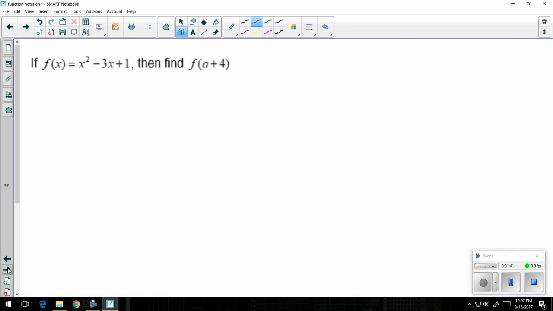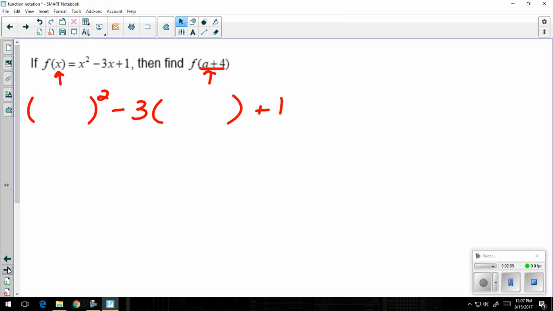So once again, anywhere I see an x, I'm going to replace it. This time, instead of with a number, I'm going to replace it with this whole expression, a plus 4. So I'm going to set it up just like we did in the previous problem. Anywhere I see an x, I'm going to start by putting parentheses. So x squared, parentheses squared, minus 3 times x, or 3 times parentheses, plus 1. So now, anywhere I have a parentheses, I'm going to fill it in with a plus 4.